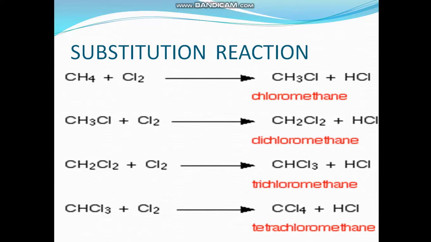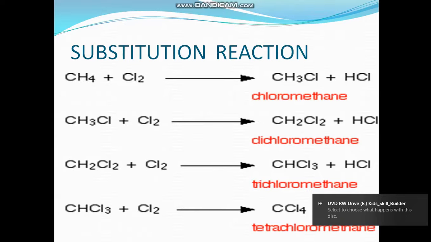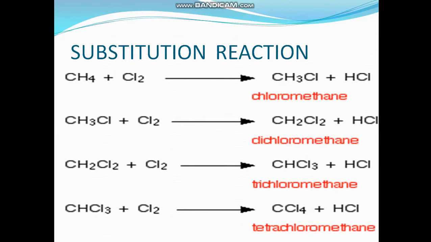Now we will learn the reaction of alkanes with halogens. When methane gas reacts with chlorine, a substitution reaction takes place. In the presence of diffused sunlight or 600 Kelvin, one hydrogen of methane is replaced by chlorine and it will form CH3Cl, and along with that one molecule of HCl will be formed. In this reaction CH3Cl is formed. This type of reaction is known as substitution reaction, and the product formed is known as substitution product.